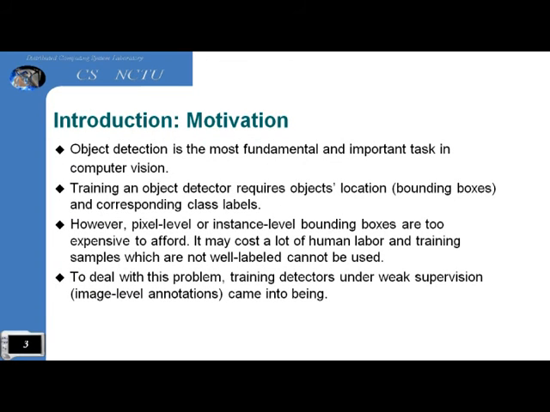Object detection has always been the most basic and important task in computer vision. The so-called object detection refers to the use of bounding boxes to select objects from input videos or pictures and identify their categories. To train an object detector, we need the location information of the object and its corresponding labels.